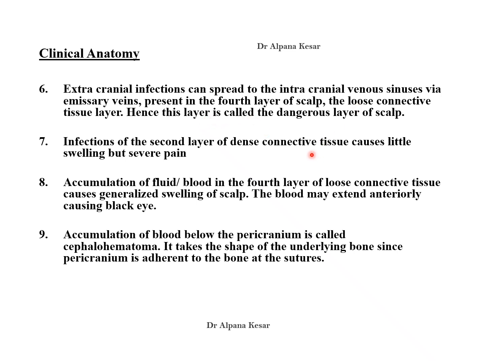Infections of the second layer of dense connective tissue causes little swelling but severe pain because of numerous collagen fibers. Accumulation of blood in the fourth layer of scalp of loose connective tissue causes generalized swelling of scalp. The blood may even flow anteriorly into the upper eyelid causing black eye. Accumulation of blood below the pericranium is known as cephalohematoma. It takes the shape of the underlying bone because the pericranium is loosely adherent to the surface of the bones but tightly adherent at the sutures.